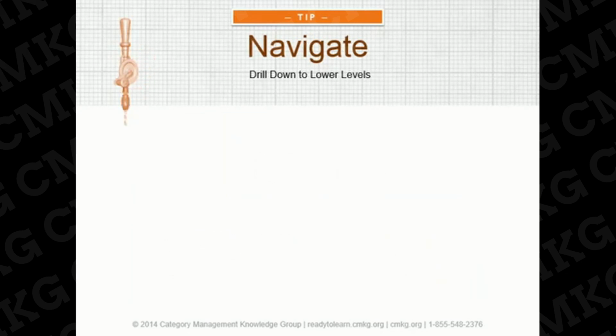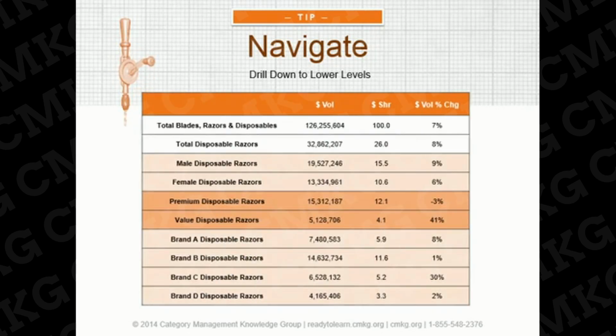The next tip is to drill down to lower levels in the data. Drilling down deeper into data is important, particularly when looking at some numbers that prompt more questions than answers. If we look at some category results shown here, we can see that the total category volume is up 7%. But what is driving these results?